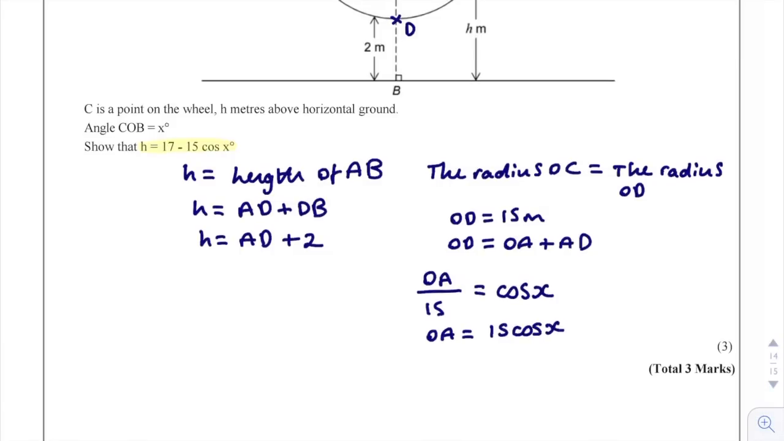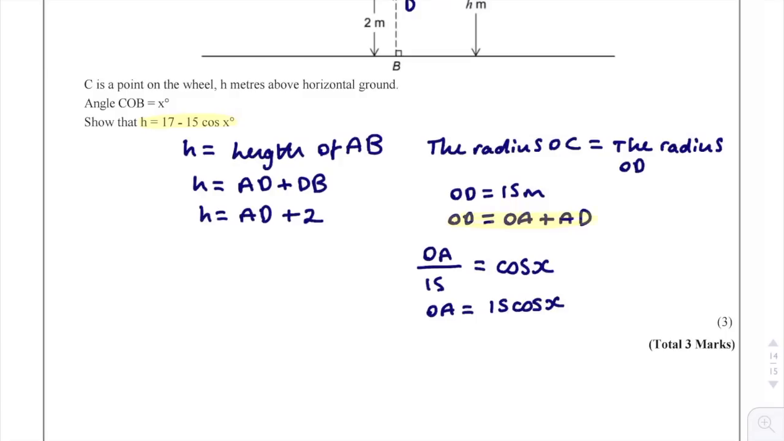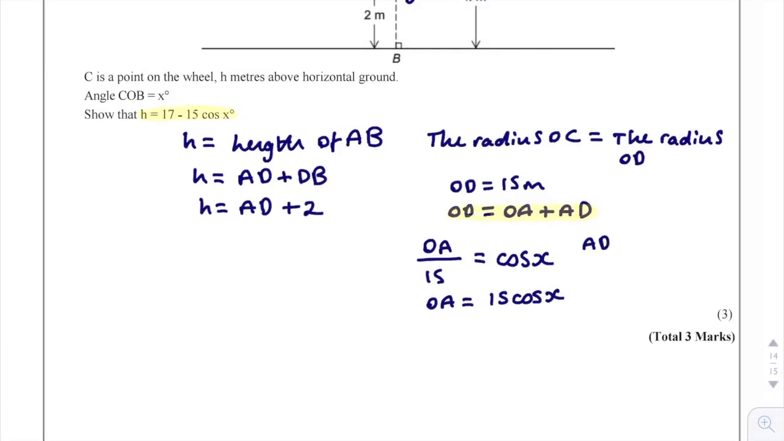So now, up here, we said that OD equals OA plus AD. Well, we want AD because we said here that H is equal to AD plus 2. So we can rearrange this expression and make AD our subject. So we're going to get AD equals OD minus OA.